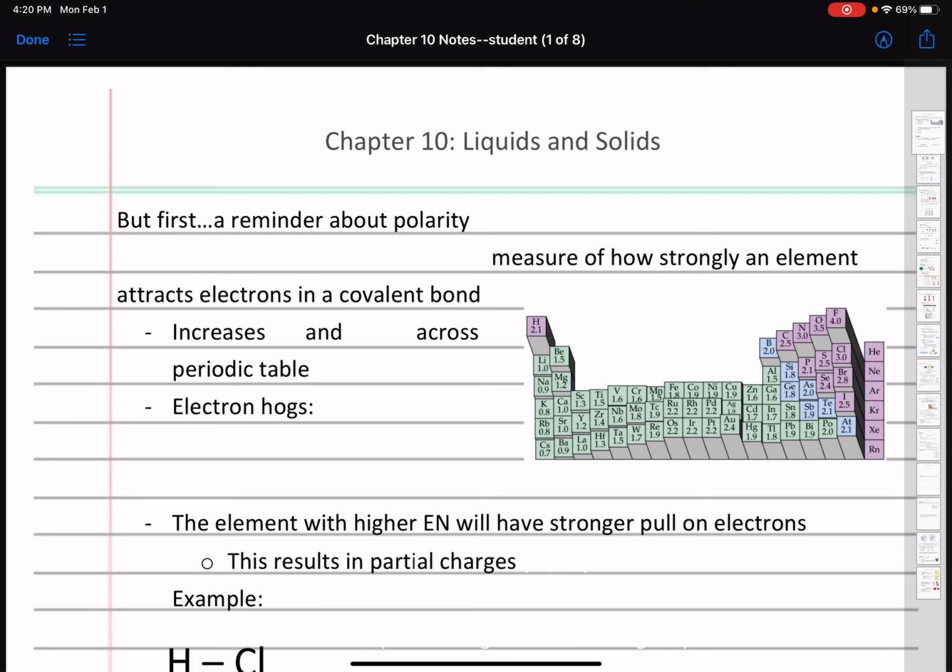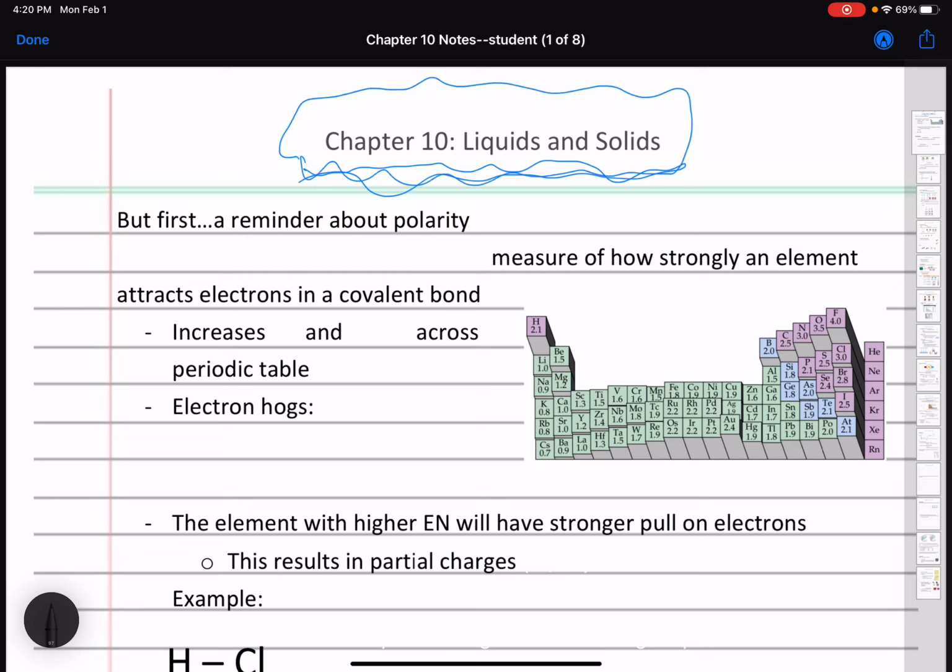So we're starting this semester at Chapter 10. And Chapter 10 is all about liquids and solids. Actually, it's really just an introduction to liquids and solids, mainly the types of forces that hold them together, and a little bit of the energetics about phase changes.